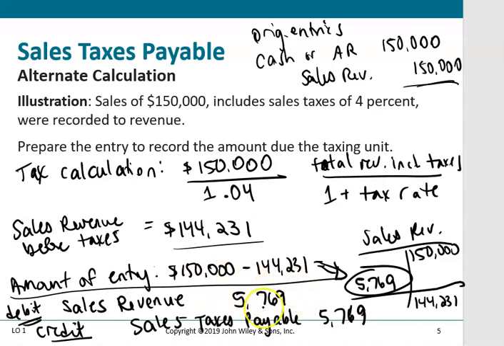We just strip that total amount out of sales revenue and put it into sales taxes payable. This, of course, would be the adjusting entry if we have not made payment yet. Sometime in the future when payment is made, we would then debit to reduce sales taxes payable and credit cash.